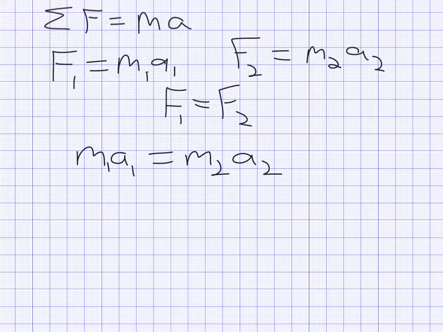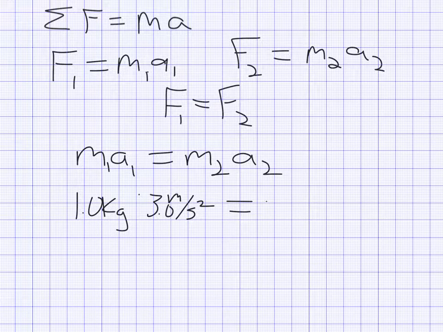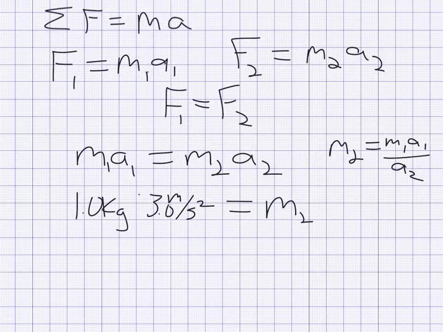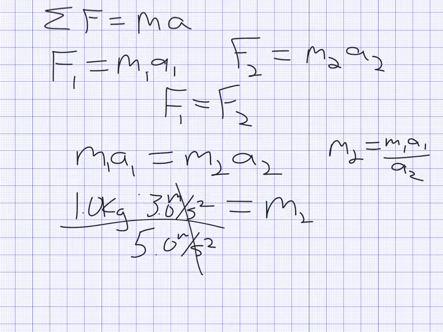We knew mass 1 was a kilogram, and acceleration 1 was 3 meters per second squared, 3.0 if we're keeping sig figs. Equal to mass 2, our unknown. We'll leave it as mass 2. Oh, and I didn't solve this symbolically. Yes, mass 2 equals mass 1 times acceleration 1 over acceleration 2. So we'll be dividing by acceleration 2. And acceleration 2 was 5 meters per second squared. And lo and behold, meters per second squared will cancel, leaving us with kilograms, which is what we wanted for a mass.